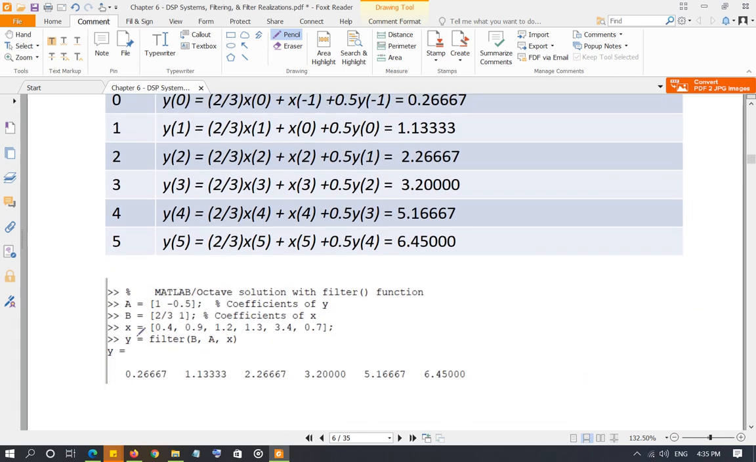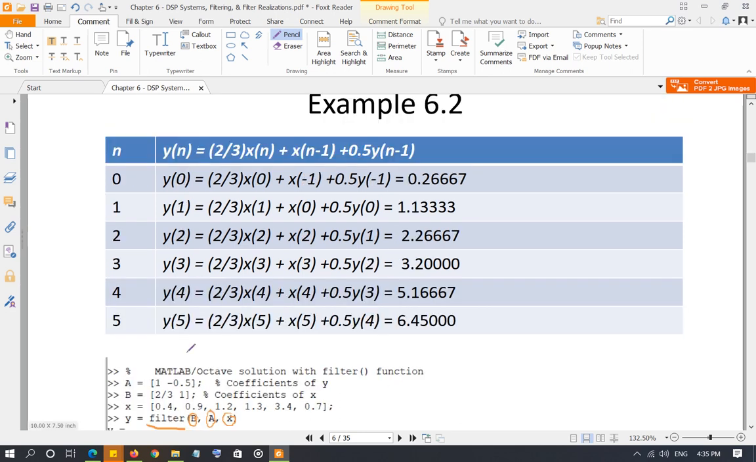Now in MATLAB there's a built-in function called filter, and filter can produce the output of a filter based on the coefficients of y and the coefficients of x, that is the a's and b's, and the input x. And this is how you use it. y is equal to filter, coefficients of x first, then coefficients of y, and then the input x. So if you look at this code, my coefficients of x are 1 and -5.